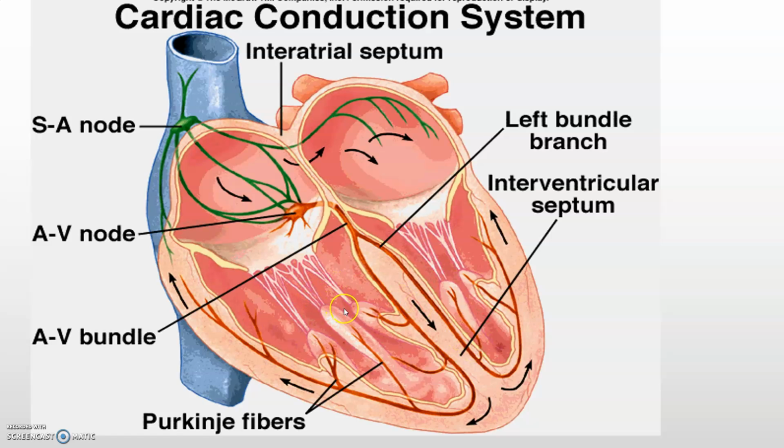Heart is myogenic, as I told you, because it is auto-excitable and beats almost 70 to 75 times per minute, which is an average of almost 72 heart beats per minute.